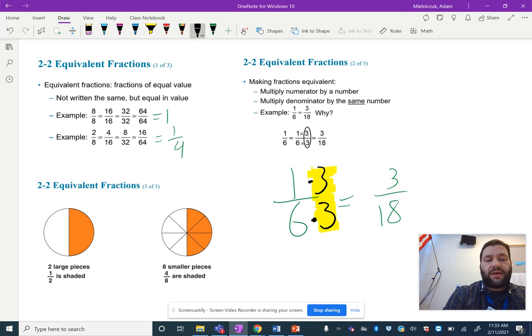Another way to look at it is if we have 1/2, which means we have 1 out of the 2 pieces shaded, that's the same thing as saying 4 out of the 8 pieces are shaded, because as you can still see, it still simplifies to 1/2.